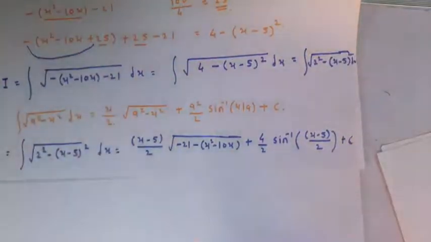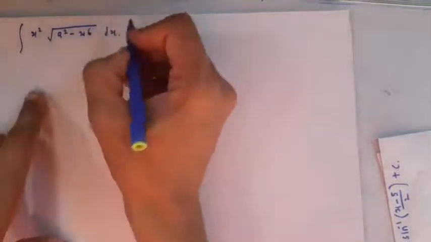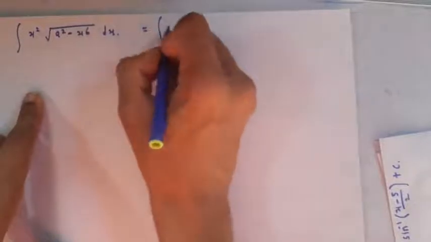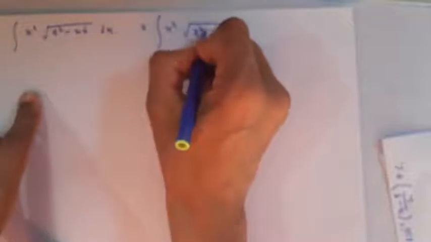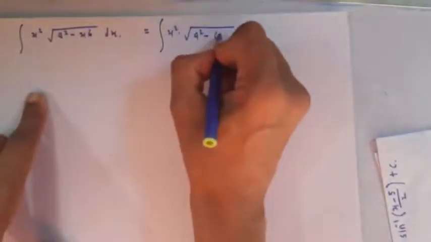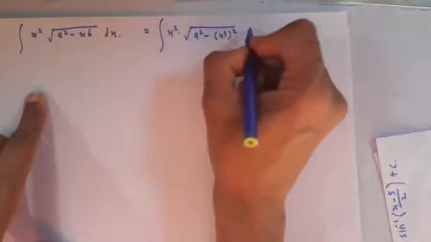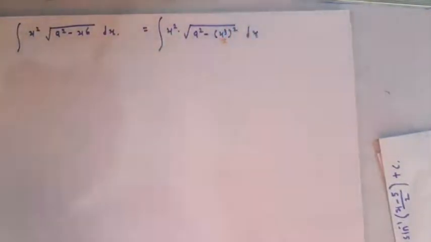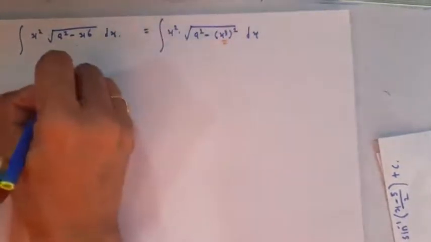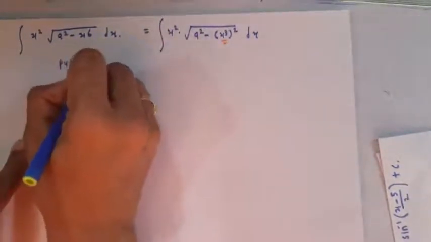Now the next problem is that the integration of x square into square root of a square minus x raised to 6. So students, we can write this as x square into the integration of square root of a square minus (x raised to 3) raised to 2 with respect to x. And now we can substitute for this. Okay, that means put x raised to 3 equal to t.